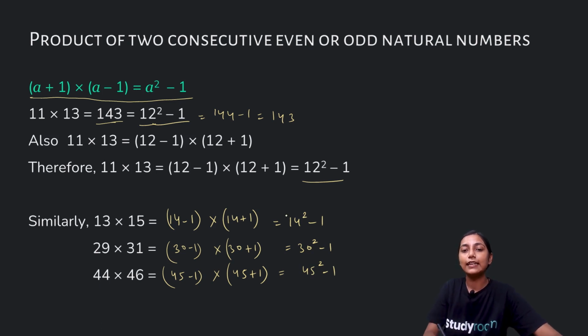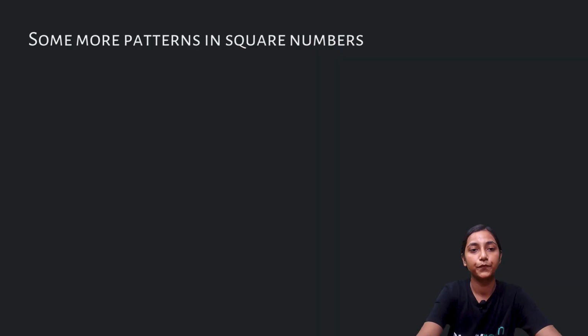In a similar way, I have written these numbers in this form. This is how you write the product of two consecutive even or odd natural numbers. This is how you do it.